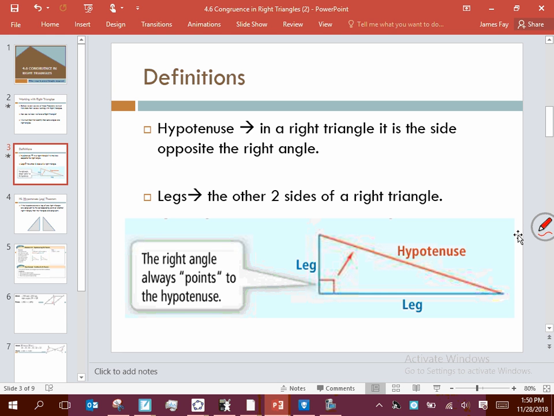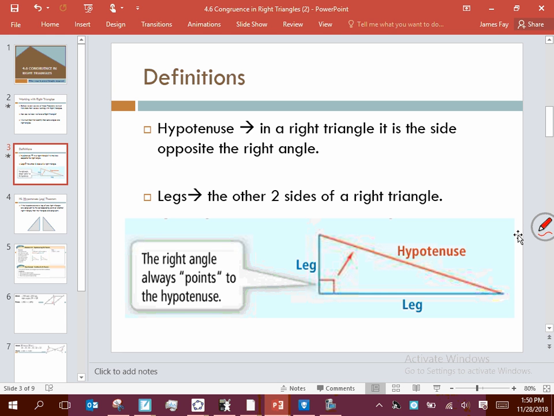Triangles that have right angles have hypotenuses. Triangles that do not have right angles do not have hypotenuses. The reason I say that is because in the past, we'd be working with a non-right triangle, and somebody would tell me that a segment's a hypotenuse. There's no way that can be. That's only a component of a right triangle.